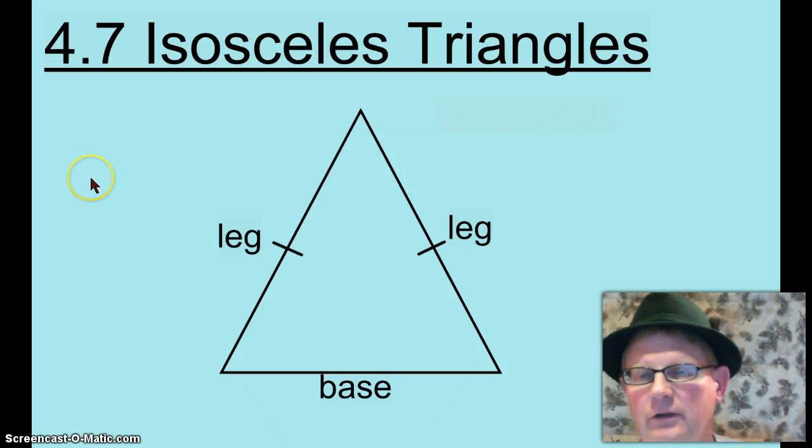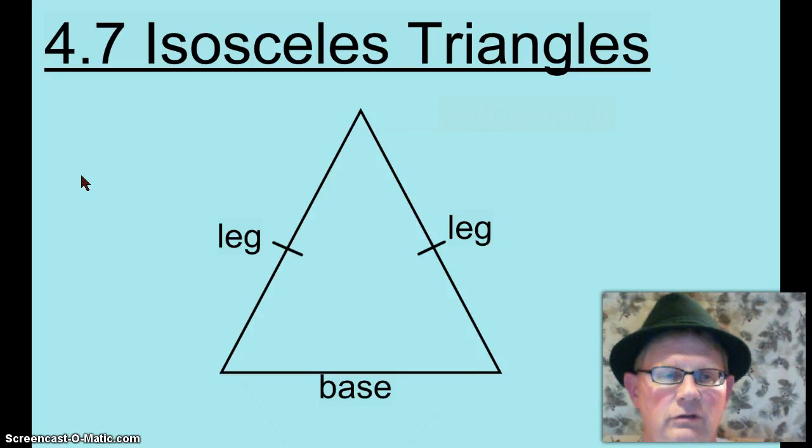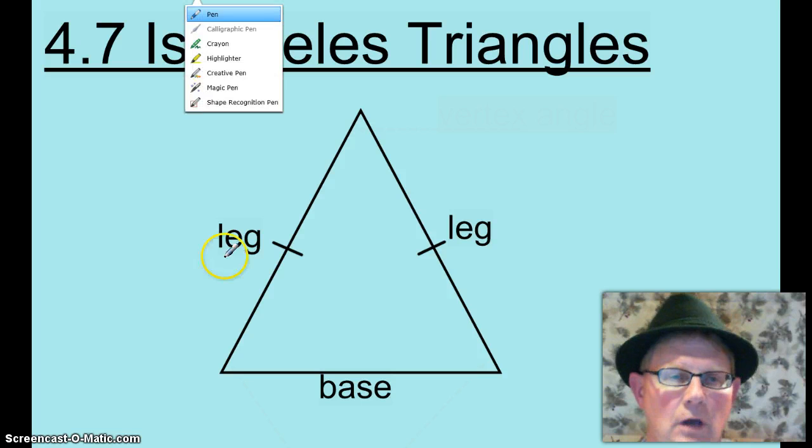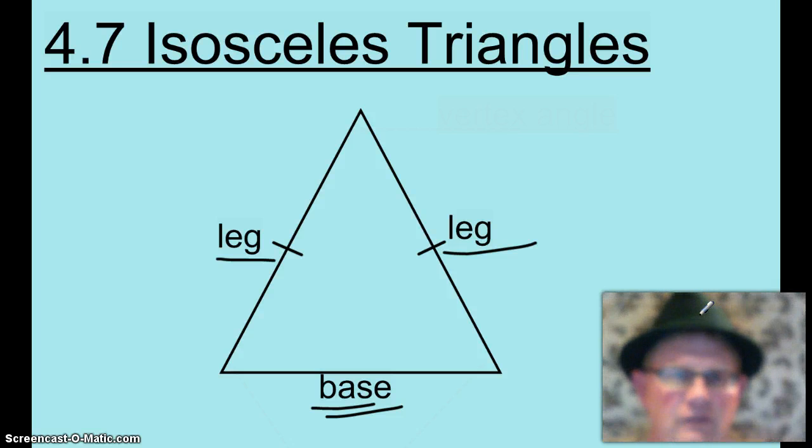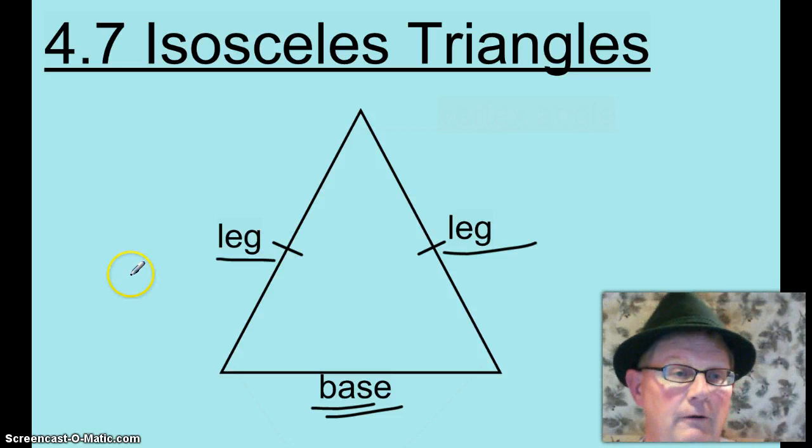Isosceles triangles are triangles that have at least two sides that are congruent to each other. Those two sides are called the legs. If there is a non-congruent side, it's called a base. Sometimes there are three legs because that isosceles triangle is equilateral.